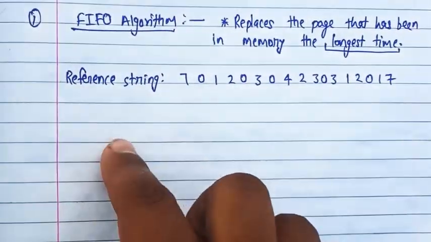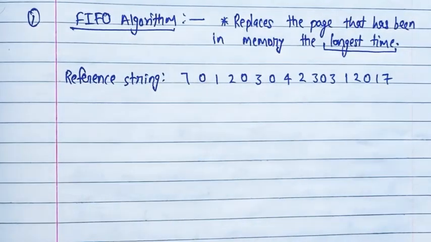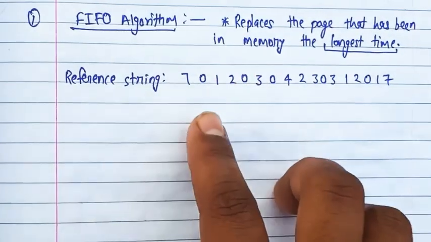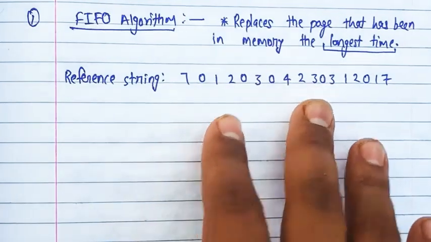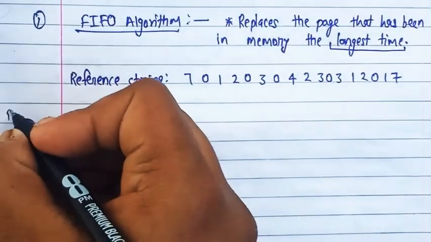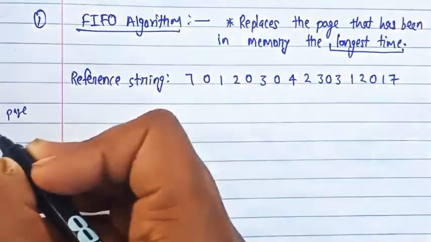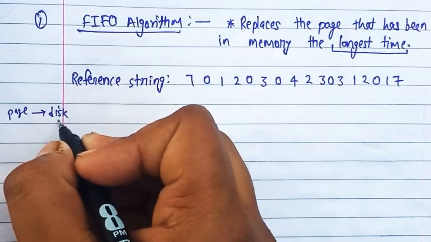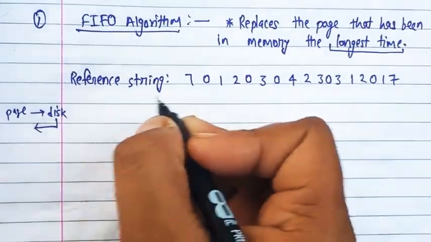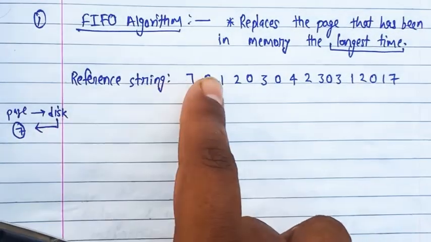If it is present, then okay, and if it is not present, then we have to get it from the secondary memory and store it in the main memory. So this is the simplest idea of the page replacement algorithm. Simply, if a page is not present in the main memory, we get it from the disk and bring it back into the main memory.